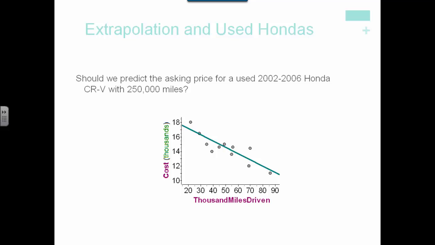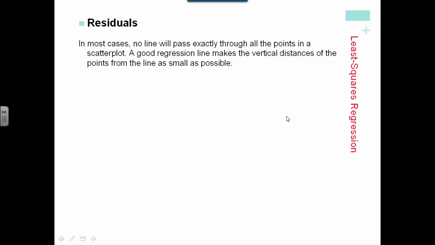So here's an example. Should we predict the asking price for a used 2002 to 2006 Honda CR-V with 250,000 miles? As you can see, our line goes to 90,000 miles. So it would not be a good idea to make a prediction this far out, which is 250,000 miles from the graph.